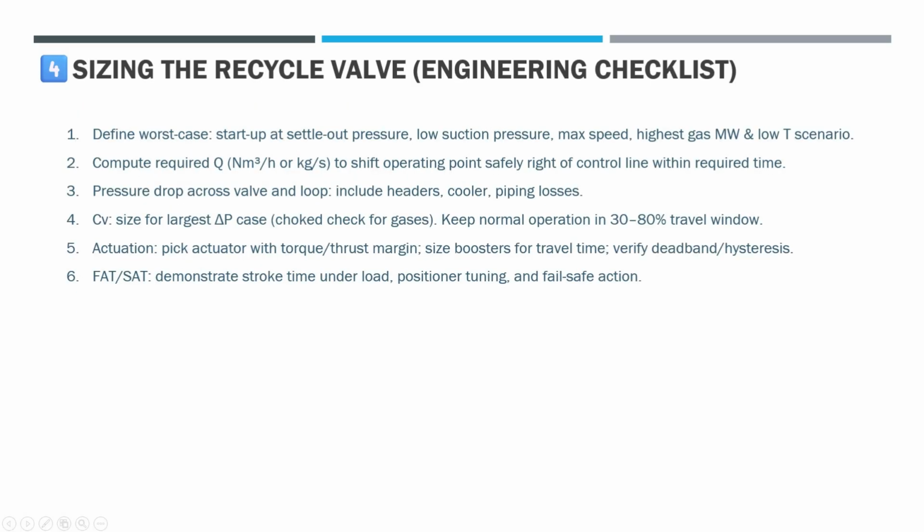Sizing the recycle valve. To size the valve, define the worst-case scenario: startup at settle-out pressure, low suction, max speed, heavy gas. Compute the required flow to shift the operating point right of the control line quickly. Check delta P across the valve and piping. Calculate CV. Keep normal operation in 30 to 80% valve travel. Pick an actuator with torque margin, and boosters for fast stroking. Test stroke time and failsafe during FAT and SAT.